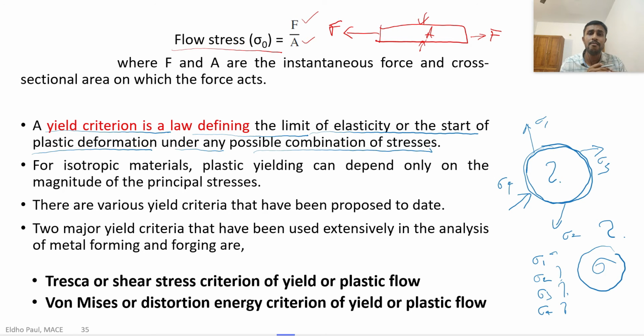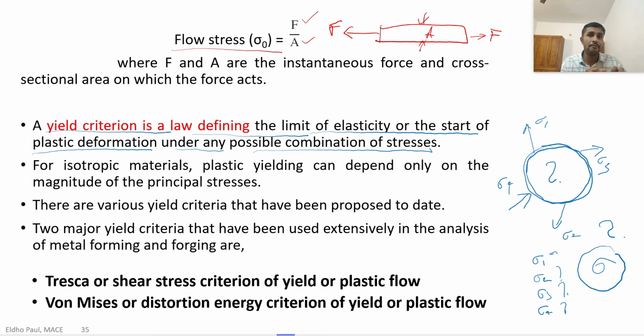Okay, there are 5 theories of failure. In the case of a structural member, we consider it a failure when the stress developed in the material is greater than the yield point. We consider that the structure has failed because there will be some permanent deformation.